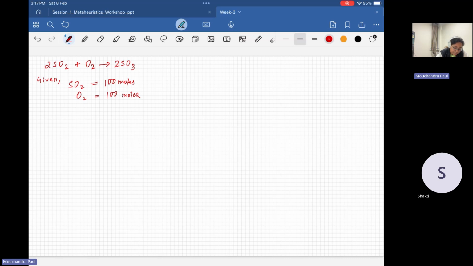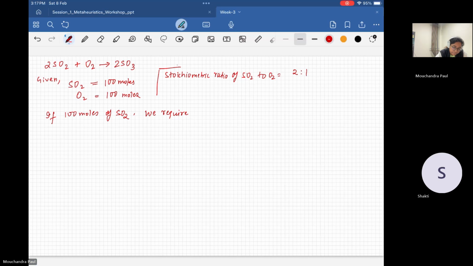So as per stoichiometry, if 100 moles of SO2 is there, then how much O2 will be required? The stoichiometric ratio of SO2 to O2 is 2 is to 1, correct? From the reaction. So again, the question is, if 100 moles of SO2 is present, then how much O2 is required?